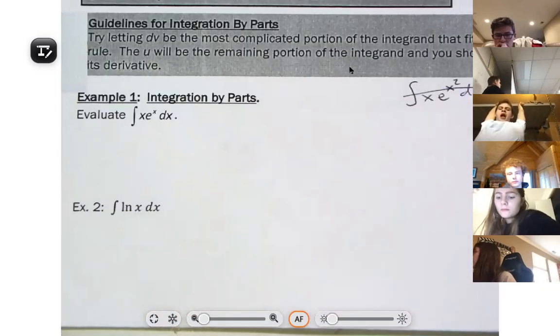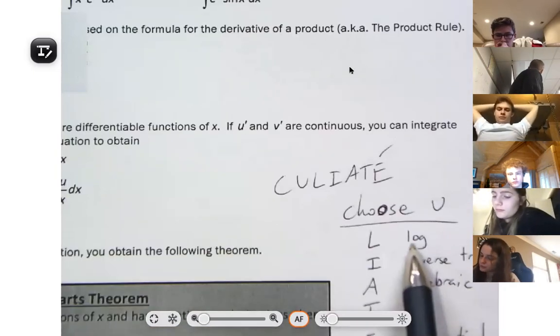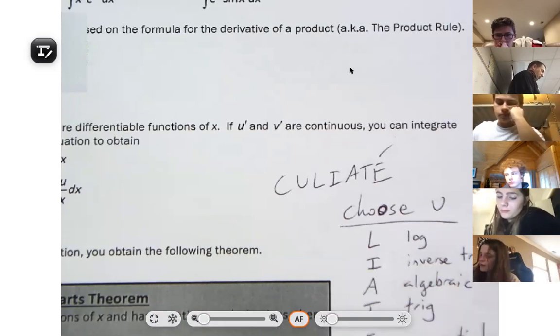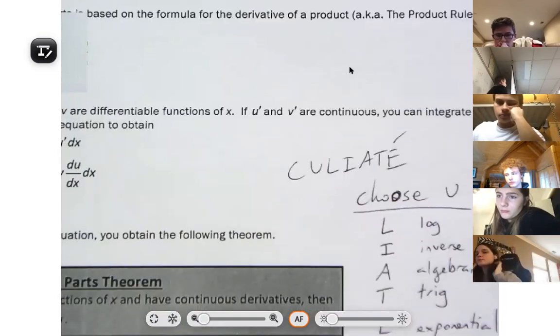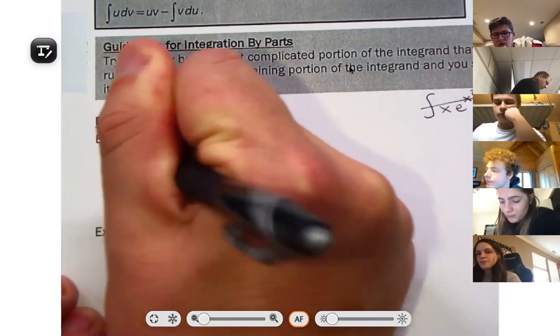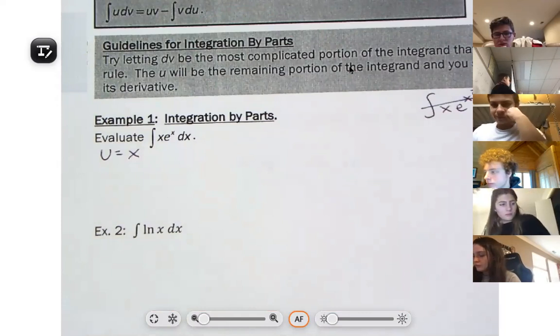That means I need to choose u. So I go down my checklist. Okay, is there a log function? No. Is there an inverse trig? No. Is there algebraic? Yes. When I say algebraic, again, that's polynomial: 2x squared, x to the third, whatever that is. I have x right here. So u is going to be x. So here's how I write this out. u is going to be x in my formula. dv is the rest of the stuff. Once you choose what u is, dv is the rest, including the dx portion.